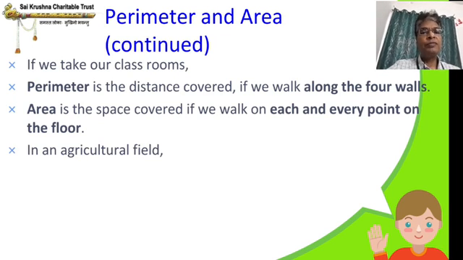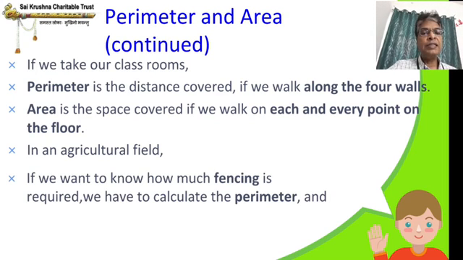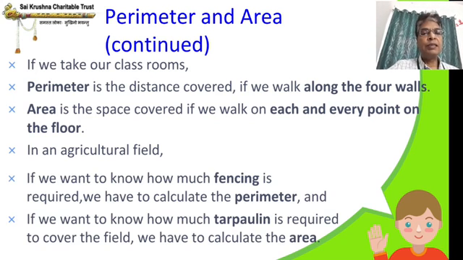In an agricultural field, if you want to know how much fencing is required, we have to calculate the perimeter. That is, all around we are going to put the fencing. And suppose you want to cover the agricultural field with a tarpaulin, then we have to calculate the area. So that covers the total field in totality.